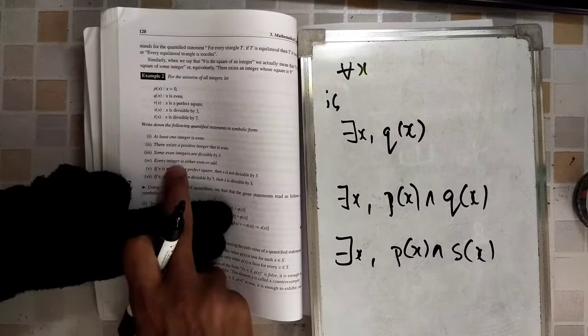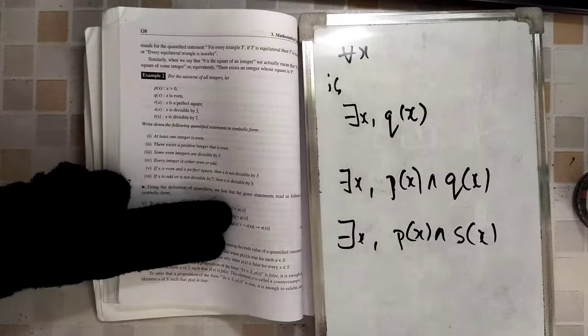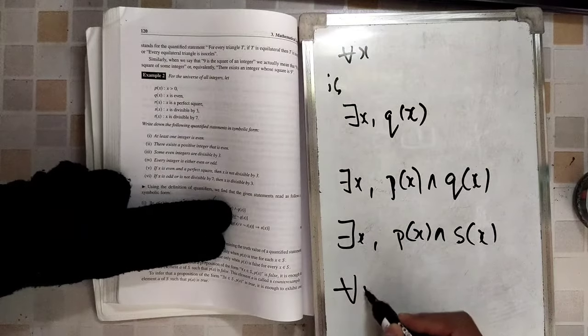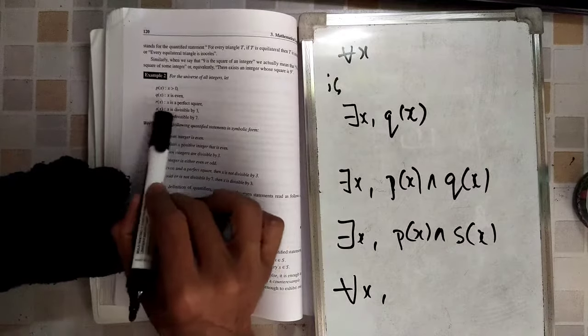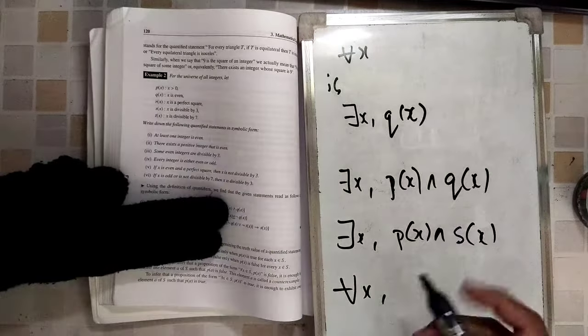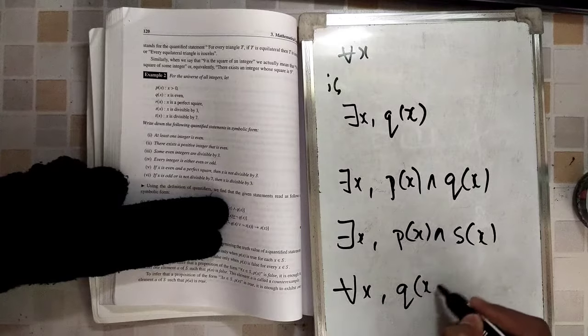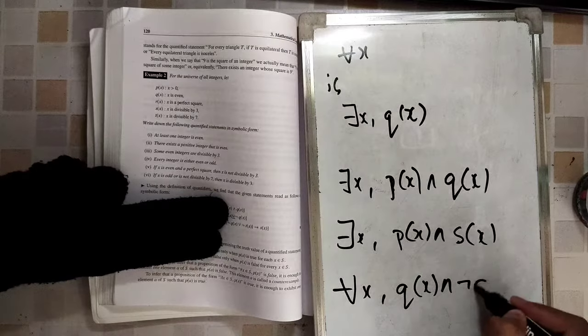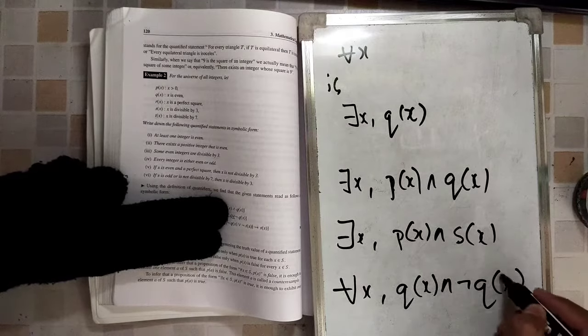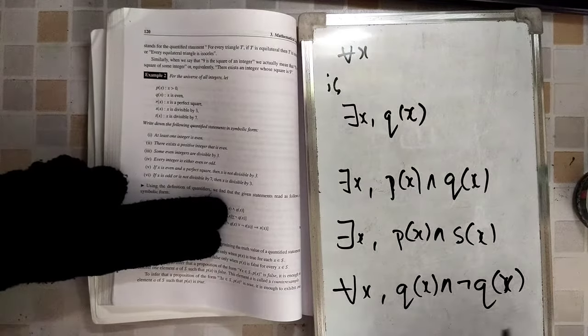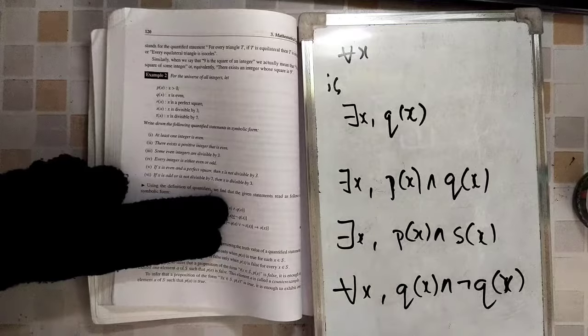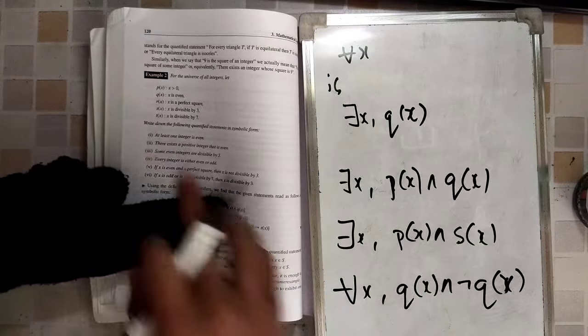Then: every integer is either even or odd. Every integer means for all x. Either even or odd, but where is odd? It's not given. So what we'll do is q of x or negation of q of x. How do we take this? Simple. Because q of x is even, if q of x is not true, then obviously it is odd, right? So negation of q of x.